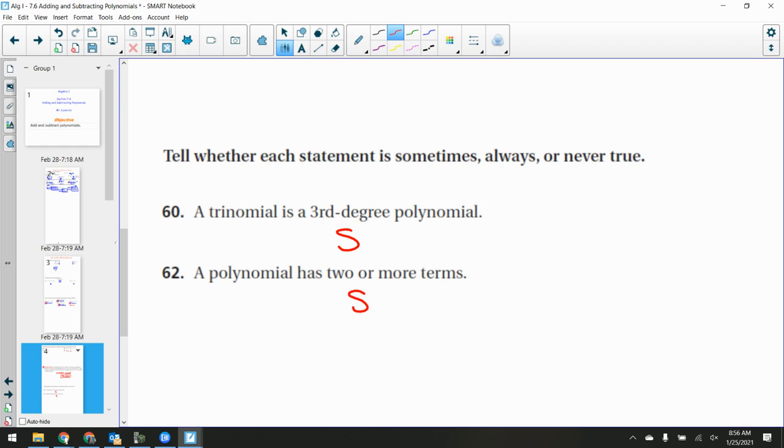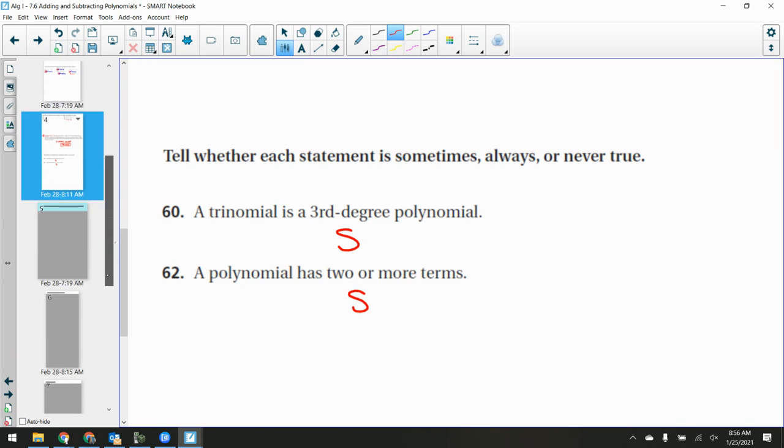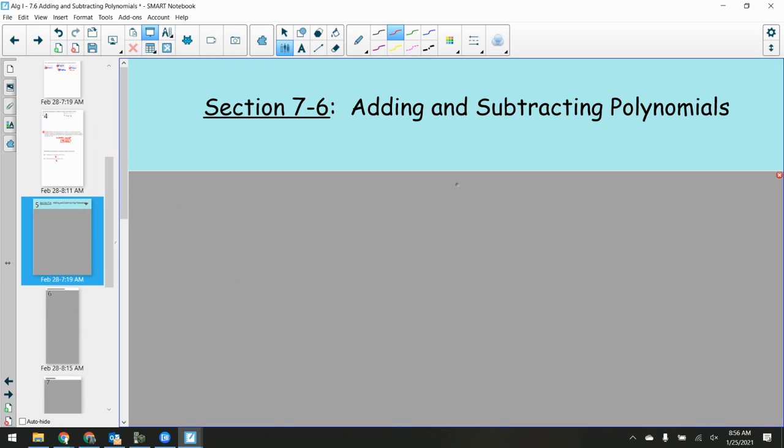All right. Okay, so hopefully that clears some stuff up with section 7.5. Let's talk about section 7.6, shall we? Now, section 7.6, in my opinion, is much easier than section 7.5.